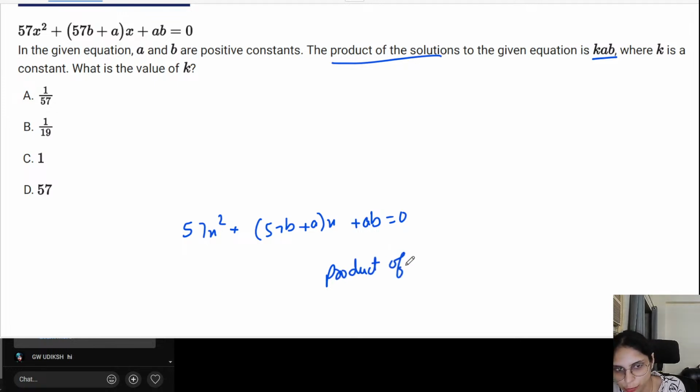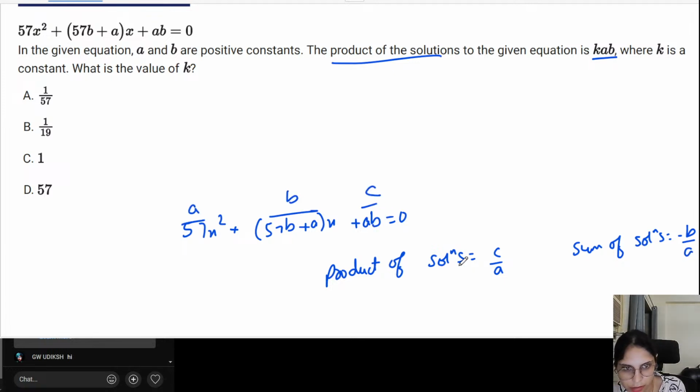You just have to remember two formulas. Product of solutions is C over A, and sum of solutions is negative B over A. Here this is your A, this entire thing is your B, this is your C. So product of solution is given as KAB. So KAB is equal to AB over 57. So K should be equal to 1 over 57.